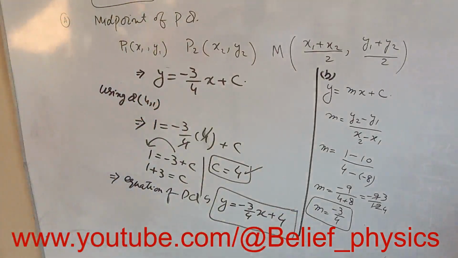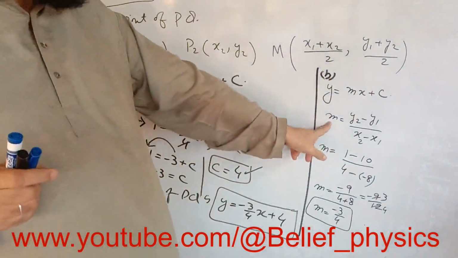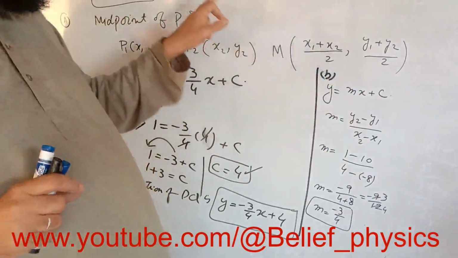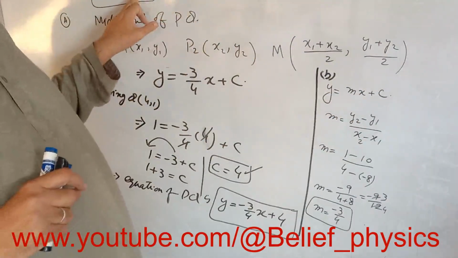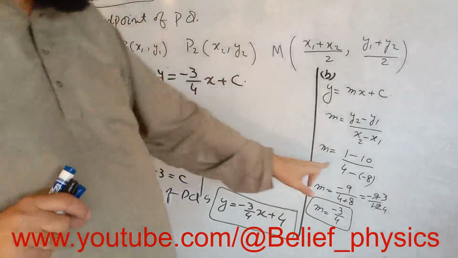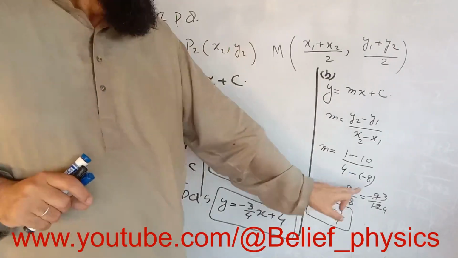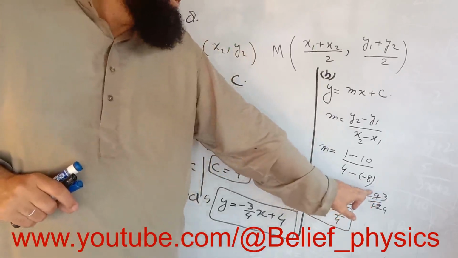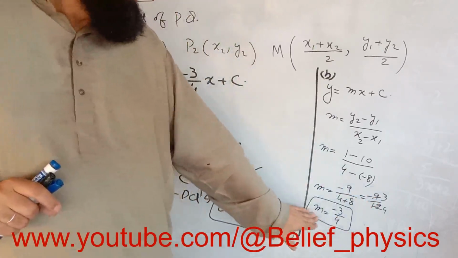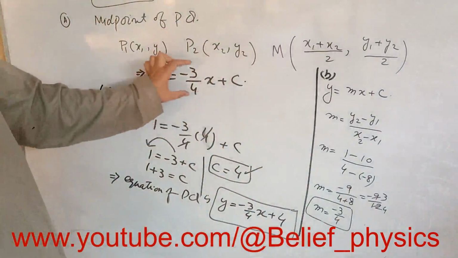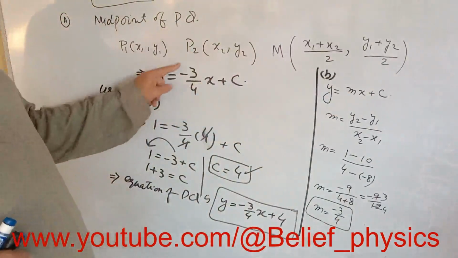First of all, we found m using this formula, y2 minus y1 over x2 minus x1. Here this is y2, this is y1, so it becomes 1 minus 10. x2 is 4, x1 is minus 8, so 4 minus minus is plus, so 4 plus 8. This becomes minus 9 over 12. We simplified with the table of 3: 3 3s are 9, 3 4s are 12, so m is equal to minus 3 over 4. We put the value of m now, so it will become y is equal to minus 3 over 4 x plus c.